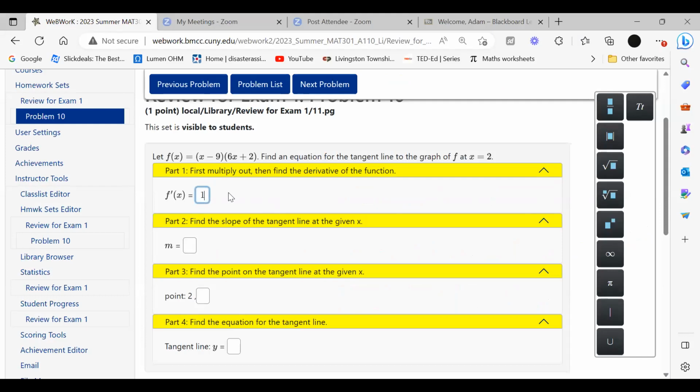Okay, so this is 12x minus 52, first step. Slope is minus 28. Point is 2 and negative 98. Equation of the tangent line is y equals minus 28x minus 42.